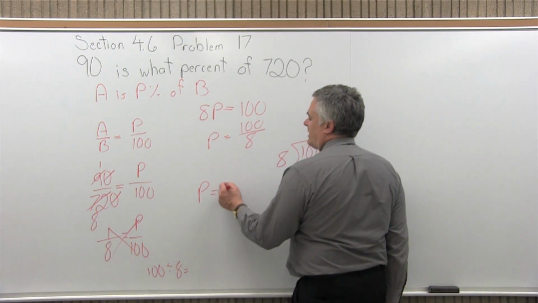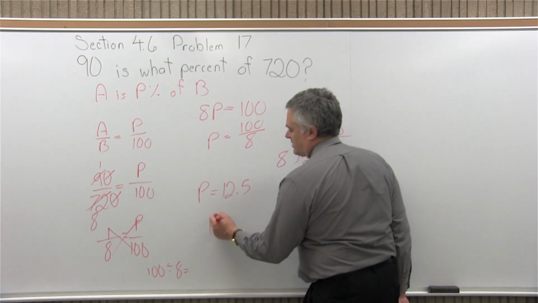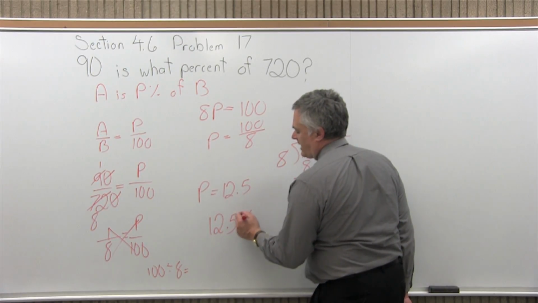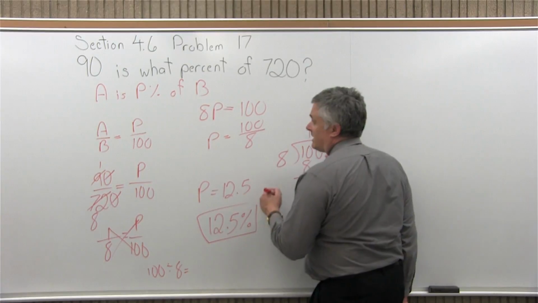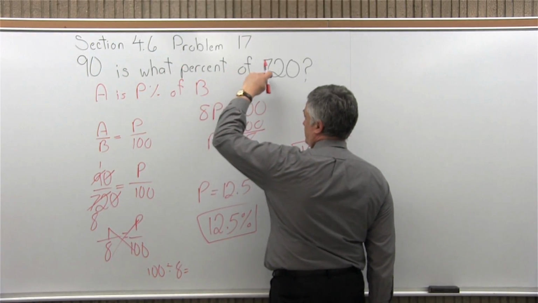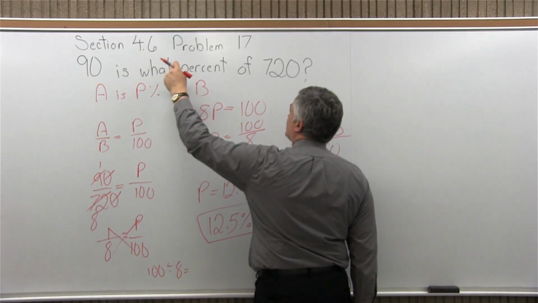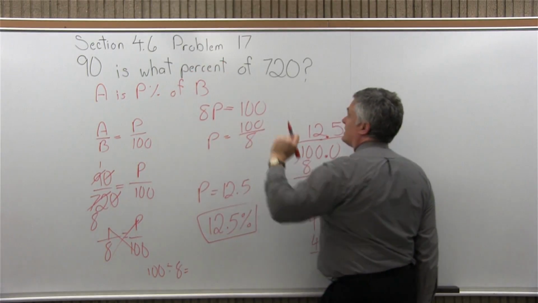So P is 12.5. Now that's a percent, so if you really want to do a nice job, you can make it 12.5 and put the percent symbol after it. And that answers the question. 90 is what percent of 720? 90 is 12.5% of 720.